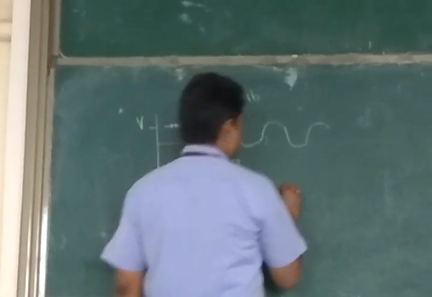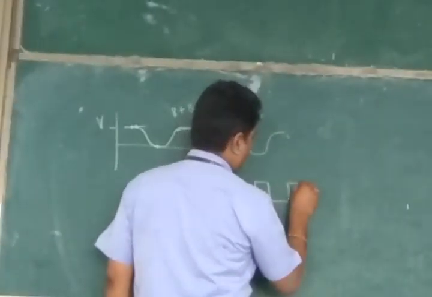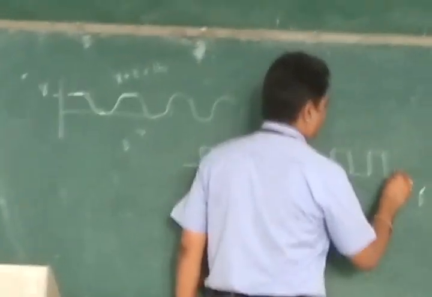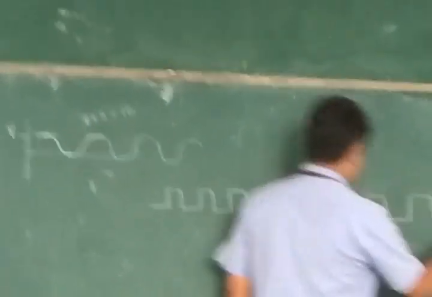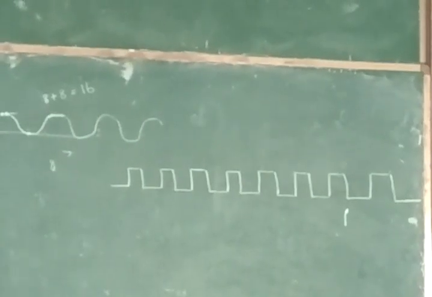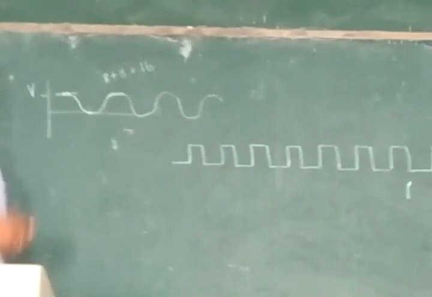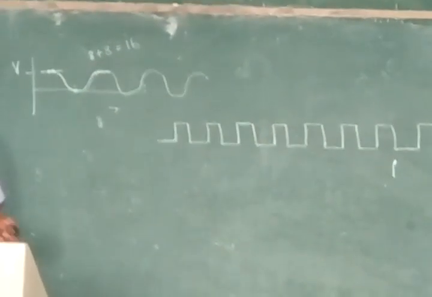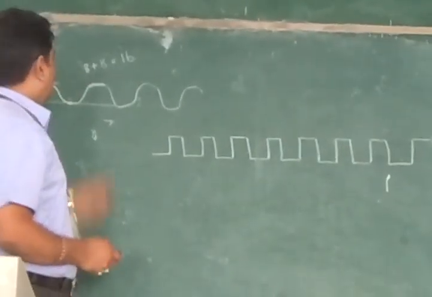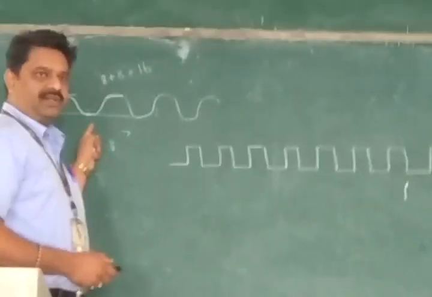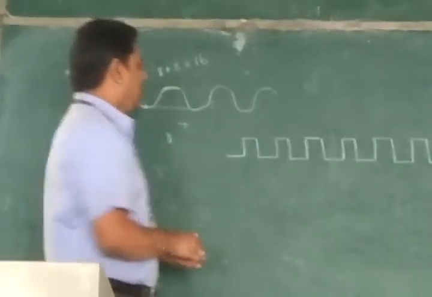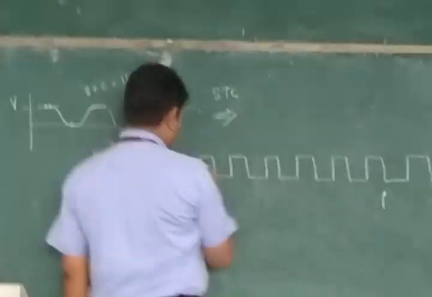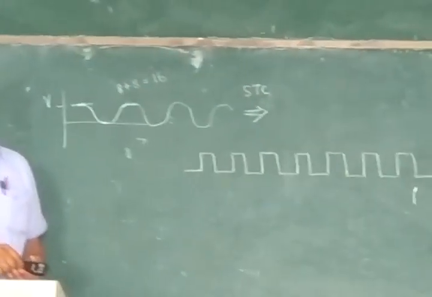So we will have 1, 2, 3, 4, 5, 6, 7, 8. 8 pulses. Does it help you to focus on this? Because as far as this topic is concerned, this diagram is more important than anything else. So this is the kind of unshaped waveform that we get from the photo detector, and we pass this to the Schmitt trigger circuit, and then we get these perfect square waves.